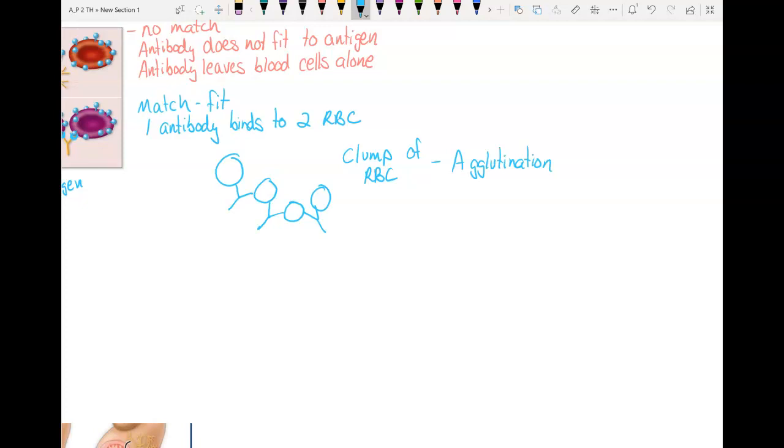Now, it's important not to mix up agglutination and coagulation. Students tend to want to do that. Agglutination is when an antibody binds to red blood cells and causes them to form a clump. Coagulation is when you get a cut and you make a blood clot so you stop bleeding. Different things. Don't mix them up.